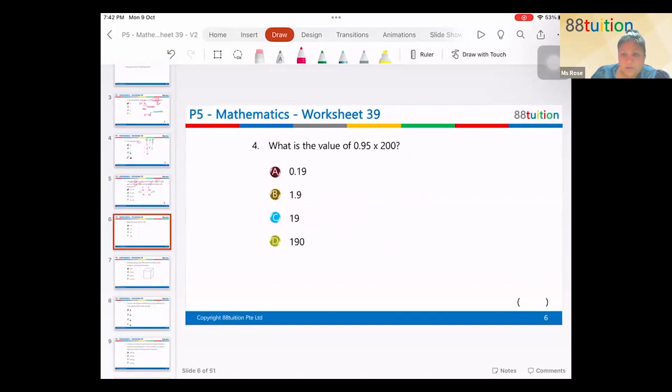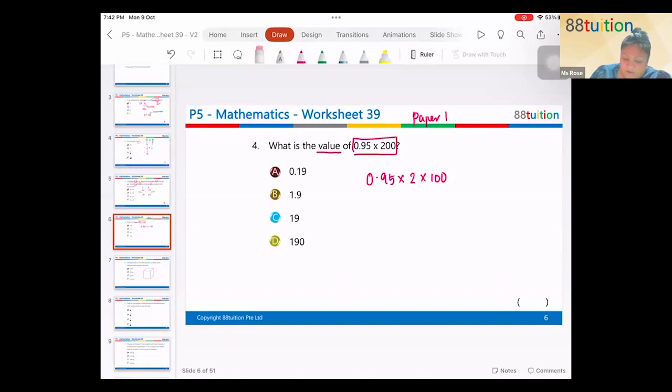Now, question number 4. You're supposed to find the value of this. Remember, this is your paper 1, so that means paper 1, no calculator. So you have 0.95 times 2 times 100.